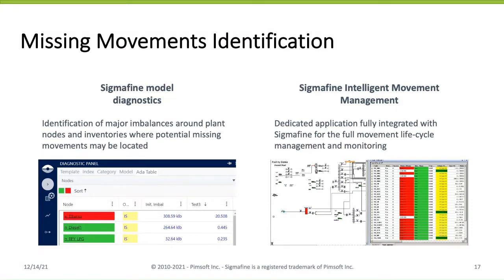For a more comprehensive approach, we suggest instead implementing a dedicated application for movement management, such as the Sigmafine Intelligent Movement Management, which is fully integrated with the Sigmafine models. So the movements that are declared with IMM are readily available also for the balance.